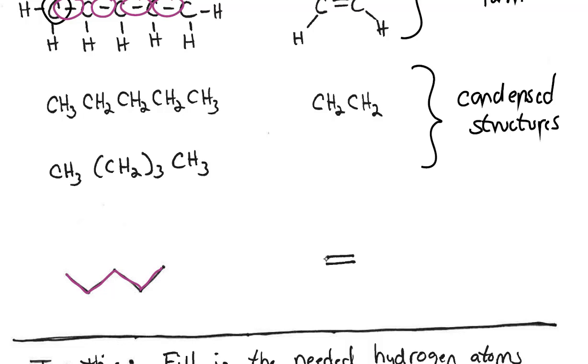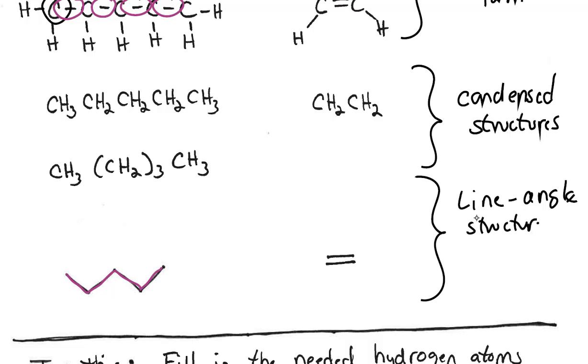Okay, so these types of drawings are known as line angle structures, or sometimes called skeletal structures. All right, so they show only carbon-carbon bonds, whether they are single, double, or triple.